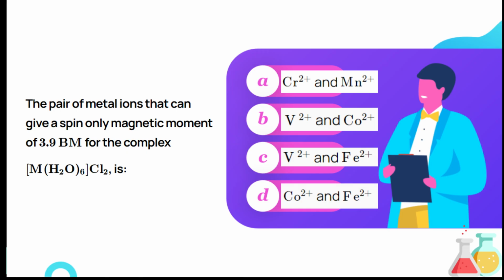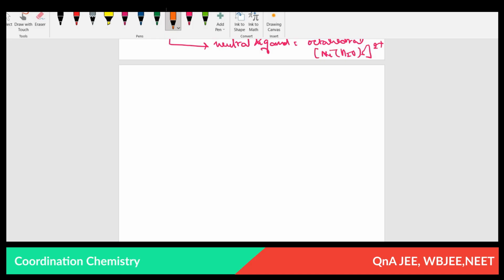The next question states that you have to find out the metal ion given in the options below, which will give a spin only magnetic moment of 3.9 Bohr magneton. Right? Now before that, you need to know what is spin only magnetic moment. Spin only magnetic moment depends on the number of unpaired electrons in a metal, or metal ion also, you can refer to it as.